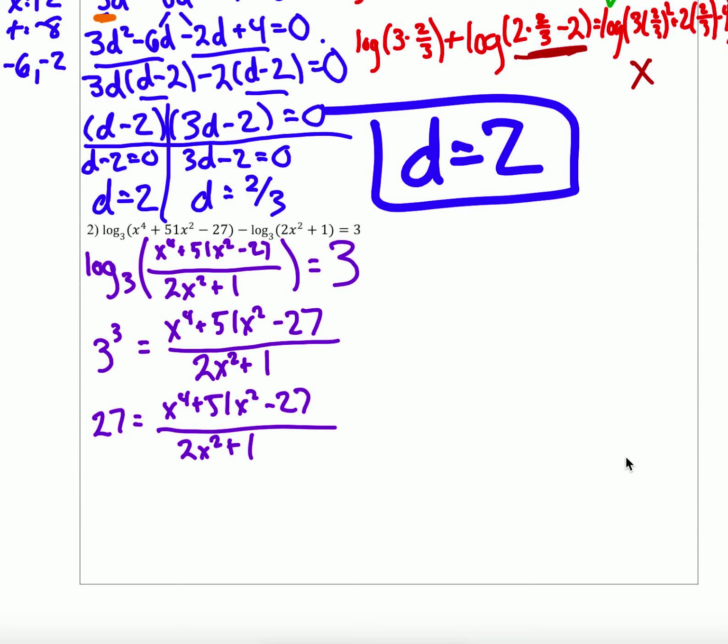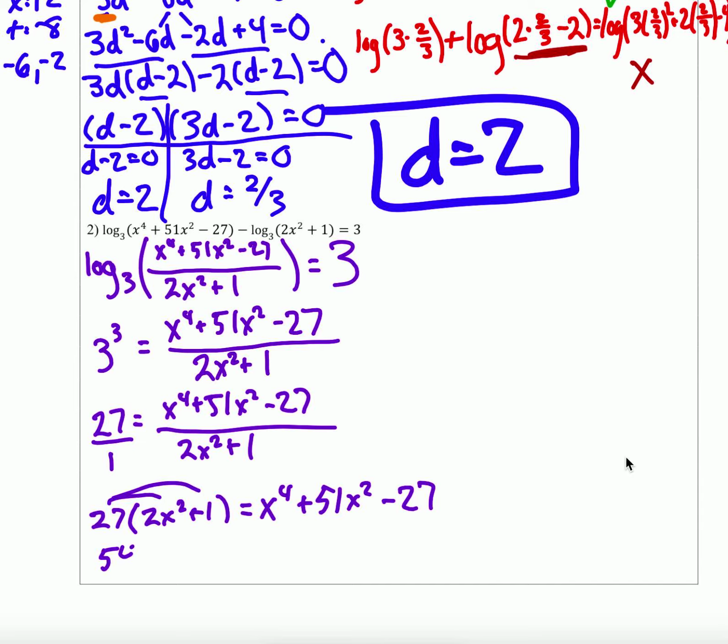What I'm going to do here is cross multiply. Really think of that 27 being 27 over 1. And that would be 27 times 2x squared plus 1 equals x to the 4th plus 51x squared minus 27. I'm going to keep on simplifying this. So I'm going to distribute that 27 to both terms inside that parenthesis. So that would be 54x squared plus 27, all equals x to the 4th plus 51x squared minus 27.